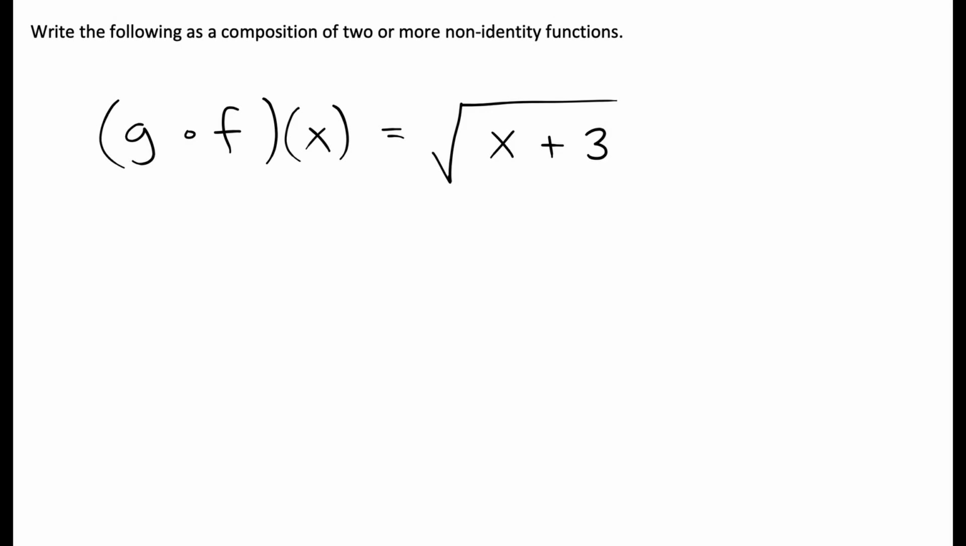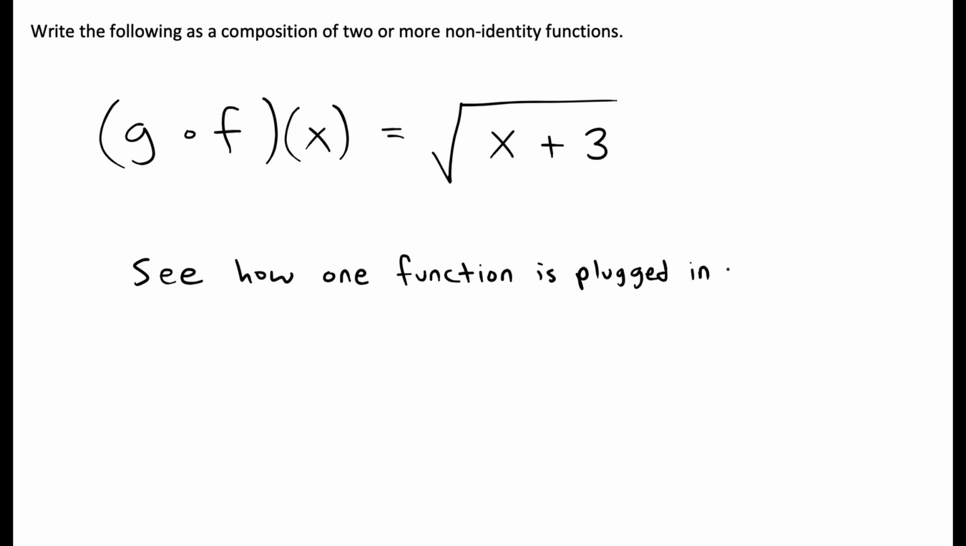Problem says write the following as a composition of two or more non-identity functions. So in these problems, we have to see how one function is plugged into another. And sometimes it takes a little creativity to imagine that.